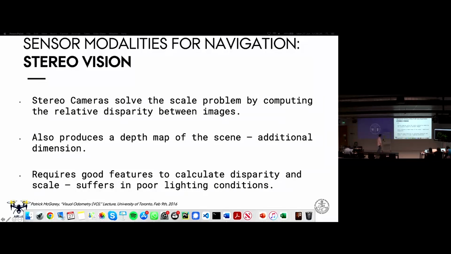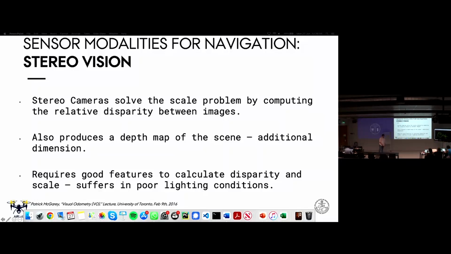So stereo cameras solve this problem, and they do this by computing the relative disparity. It's called epipolar geometry. The idea is that if you have two cameras, much like your eyes, then you're going to be able to find the same features in two frames, compute the disparity between those features, and from then on you'll be able to compute the depth.